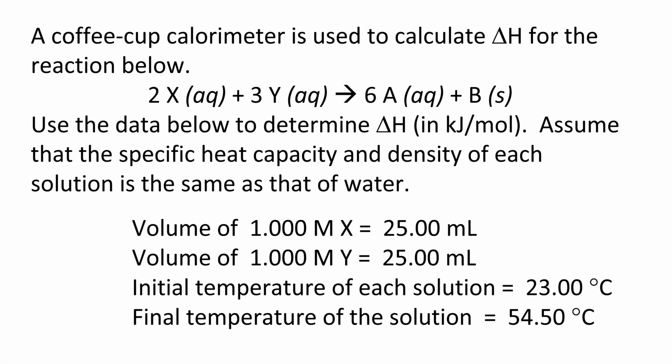So here's our data. And this is pretty typical because for things that are in aqueous solutions, we typically measure the volume and know what their concentration is. So let's suppose we have 1.000 molar X, and we use 25.00 milliliters of it. And we'll combine that with 25.00 milliliters of 1.000 molar Y. And both of those solutions were initially at room temperature. They were both at 23.00 degrees Celsius. And after we mixed them and the reaction happened, we find that the temperature of our solution at the end was 54.50 degrees Celsius. Those solutions got warmer.